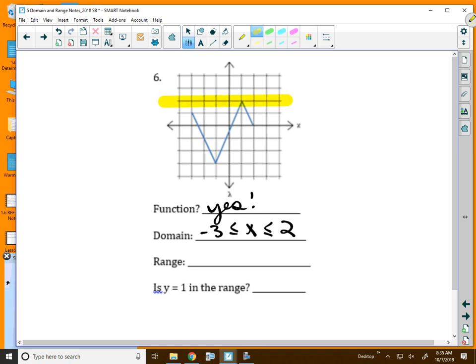So I'm going to do my highlighter for my range. What's my lowest y value? Do you see how I'm going from bottom to top? It forces me to do least to greatest. So this would be -3. Don't forget to put a y there. And what's my top? 2.